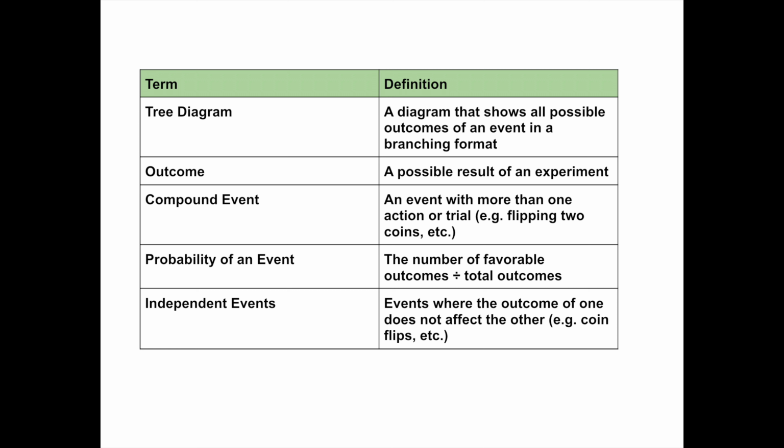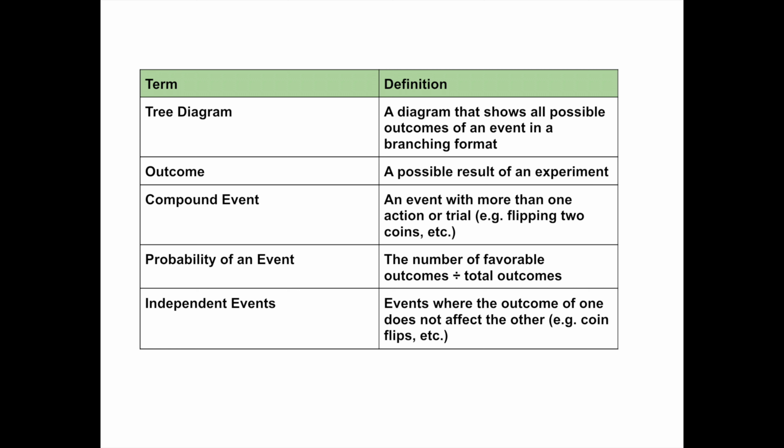First off, we have tree diagram. That's the most important term here. It's what our whole video is about. A tree diagram is a diagram that shows all possible outcomes of an event in a branching format. The next term we have is outcome. An outcome is a possible result of an experiment.